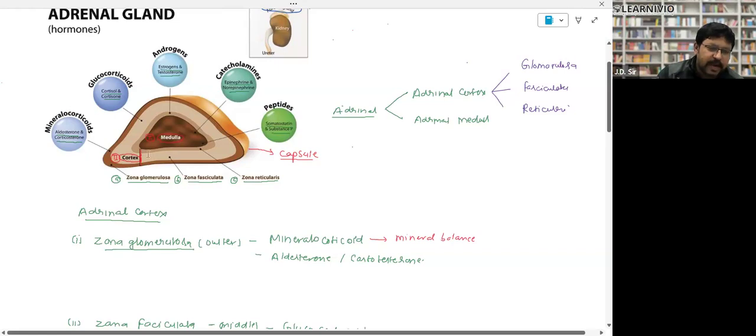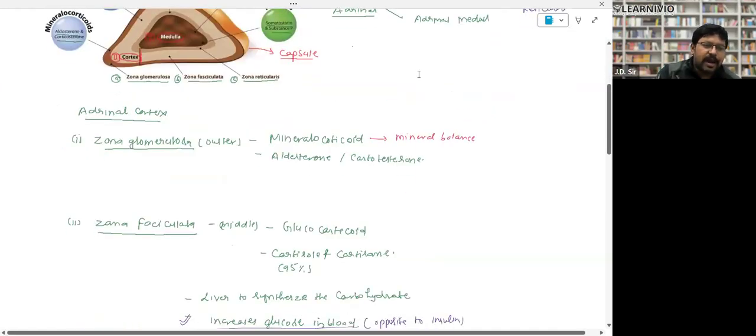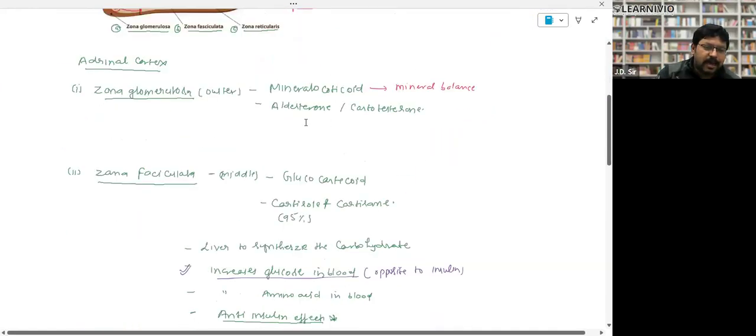The adrenal cortex is again divided into three parts. What are those parts? Zona glomerulosa, zona fasciculata, and zona reticularis. So the cortex is further divided, you can see over here. The adrenal gland is divided into two parts: adrenal cortex and adrenal medulla. Again, the adrenal cortex is divided into zona glomerulosa, zona fasciculata, and zona reticularis. Here we can see the adrenal cortex has three layers.